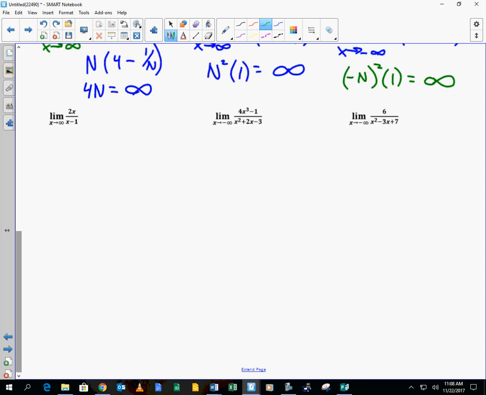Well, let's look at rational functions. Limit as x goes to infinity, 2x over x minus 1. I'm going to take the largest variable out of the top and out of the bottom. So x times 2 over x times what? Very good. What happens to the x's? What happens to 1 over x?